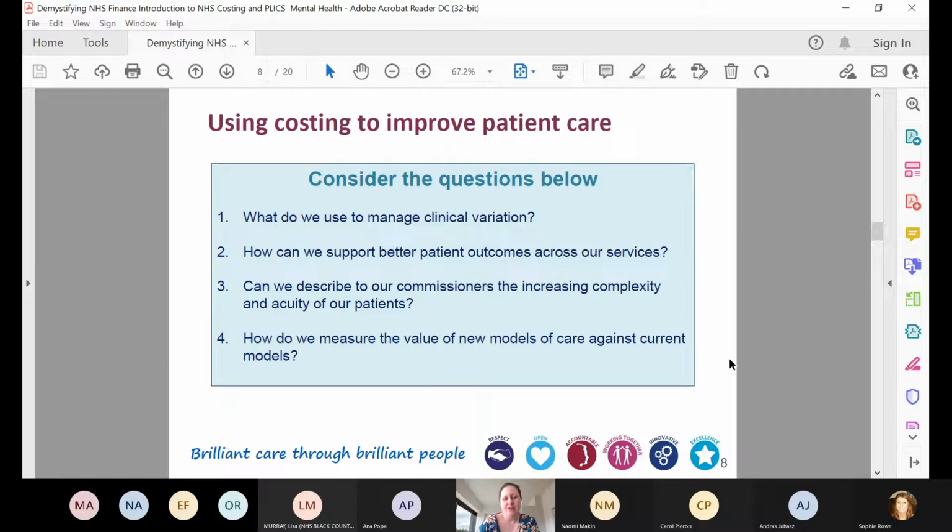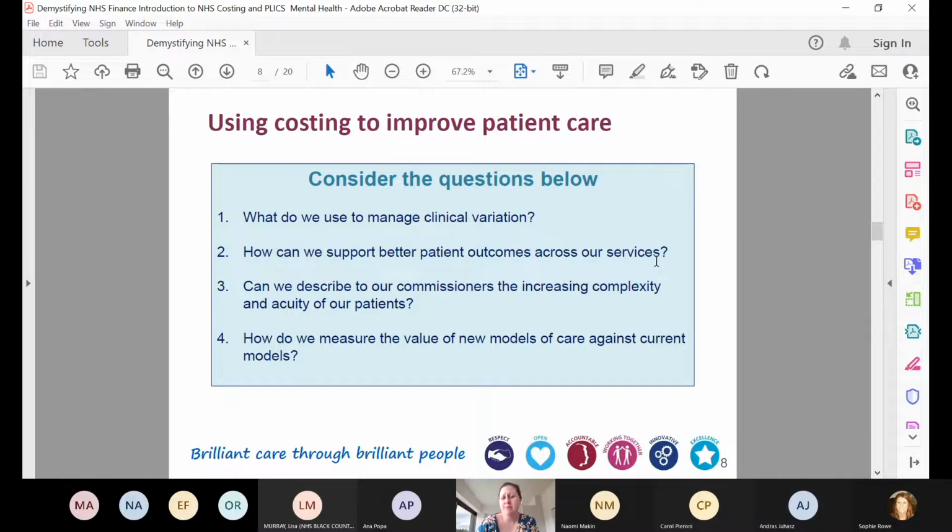So I'm going to have a think about how we are going to use costing to improve patient care. A couple of questions that we ask ourselves, and I'd be interested in some feedback from those of you on the call. Starting off, what do we use to manage clinical variation? When you're working in operational services, what do you do to set those standards and manage those variations?